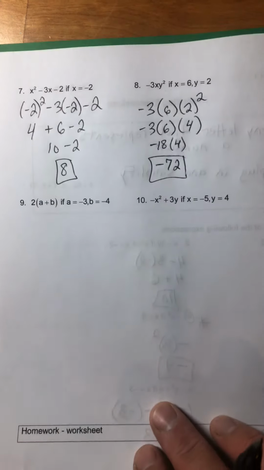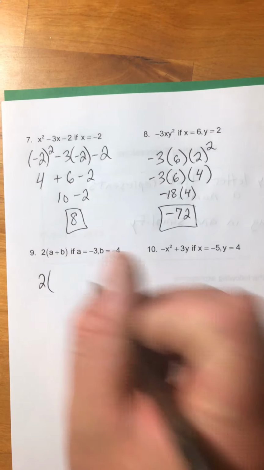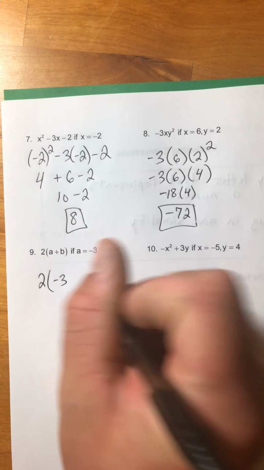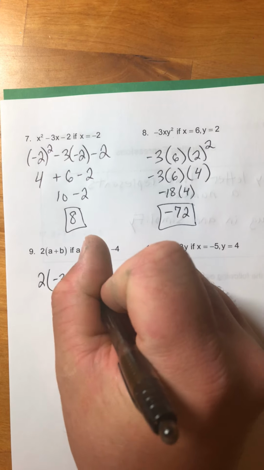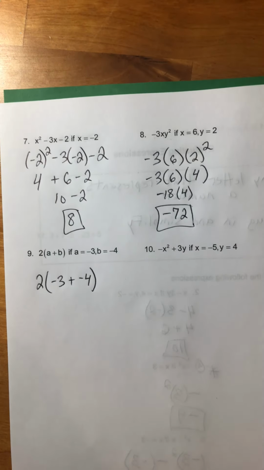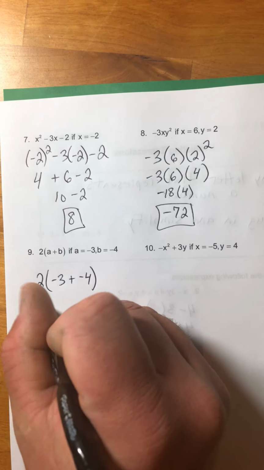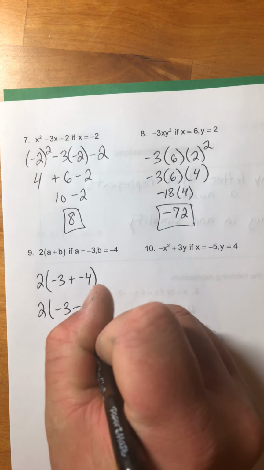Number 9, got 2 more. All right, number 9, 2 times a plus b. Those parentheses are already there. So a is negative 3 plus a negative 4. You can put more parentheses in there if you want. Just don't lose track of what's going on, right? This is just negative 3 plus a negative 4. Some of you don't like the way that looks. Maybe you rewrite it. That's negative 3 minus 4. Same thing.